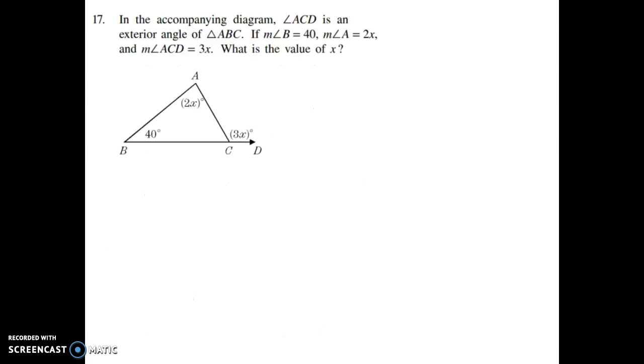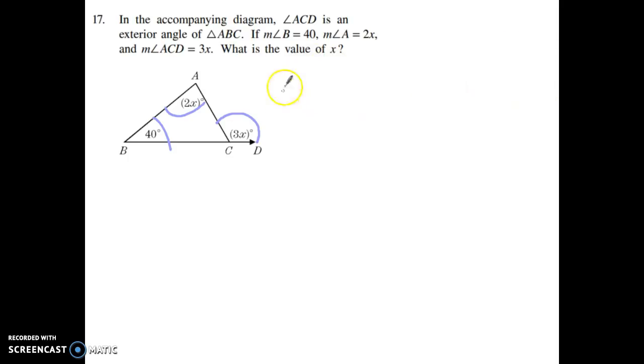Our last question is number 17. And number 17 says that we have a triangle ABC, and ACD is an exterior angle of triangle ABC. The measure of angle B is 40, the measure of angle A is 2x, and the measure of angle ACD is 3x. We do have to find the value of x.